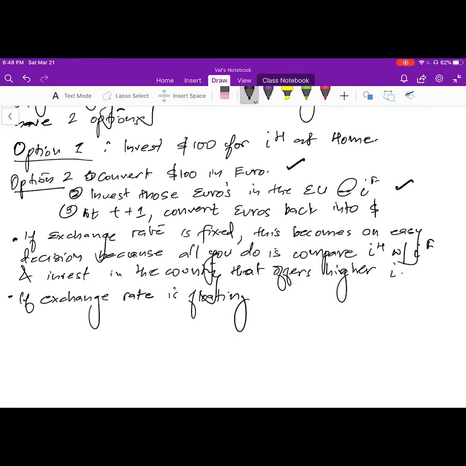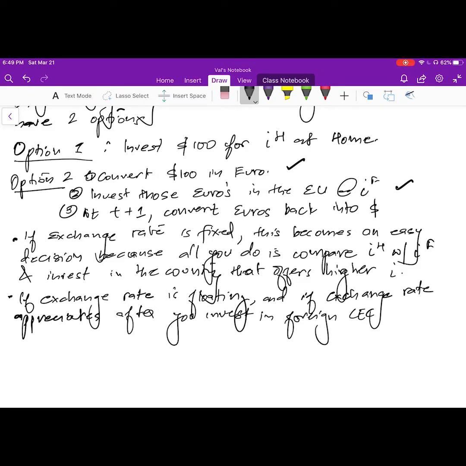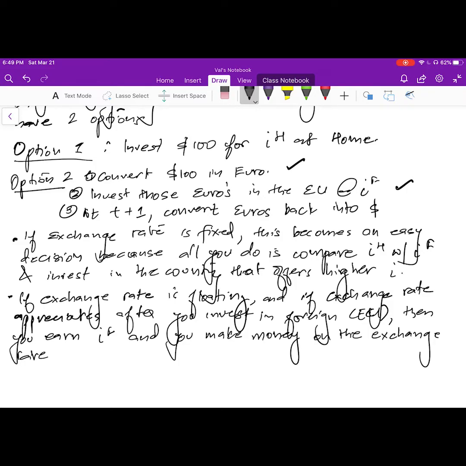So let's jot that down. If the exchange rate is floating and if the exchange rate appreciates after you invest in foreign, which in this case is EU, then you earn IF, of course you earn the foreign interest rate, and you make money on the exchange rate differential. Right? So that's one possibility.